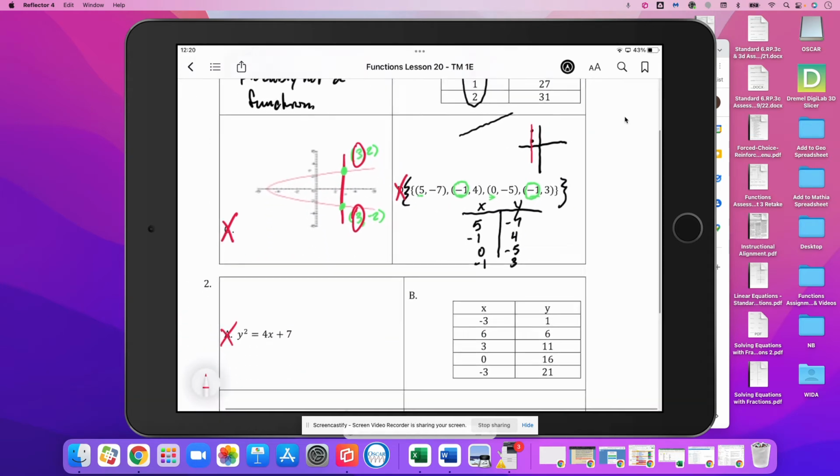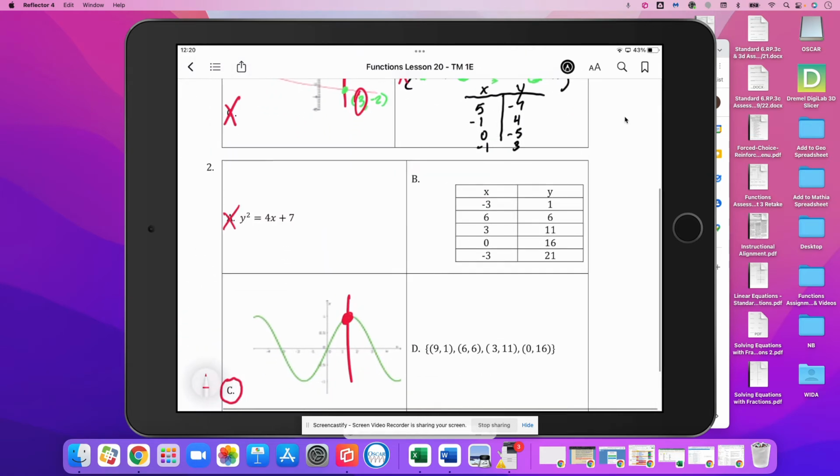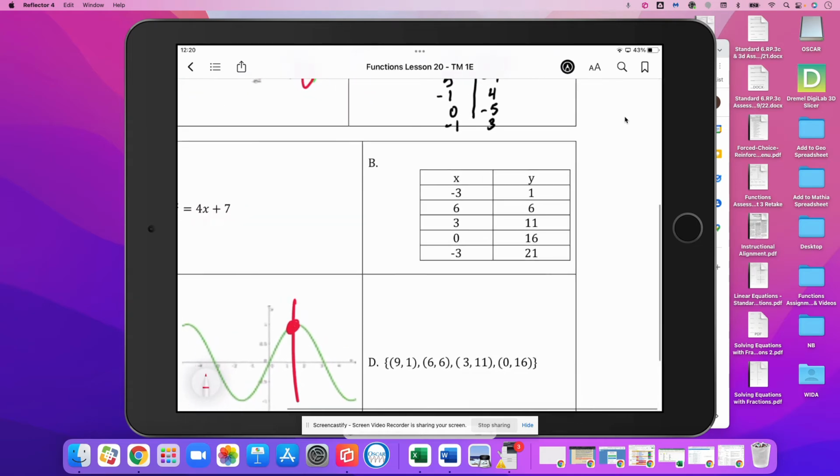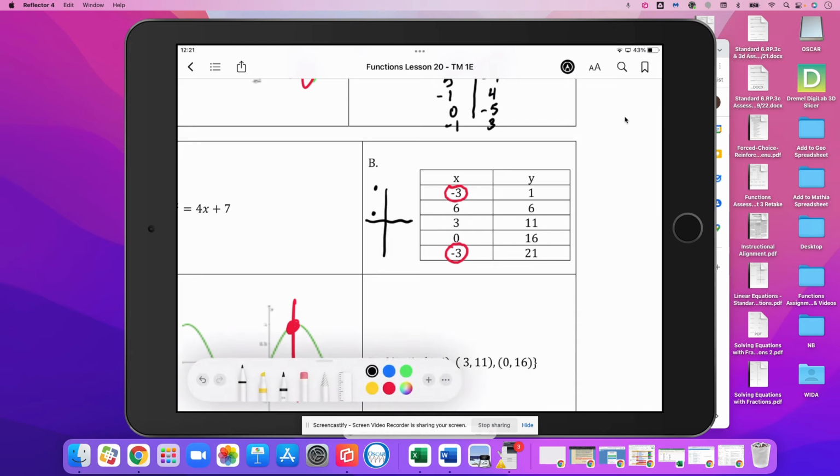Okay, we'll go through these tables and sets in that same way for the rest of this. And I think they're pretty easy. Check for x values that repeat. Yep, we have a -3, and we have another -3. So if we were to make a graph of this, at -3 we would have a point at 1, and we would have a point at 21. So again, a vertical line would run through both of those points, and that would not be a function.